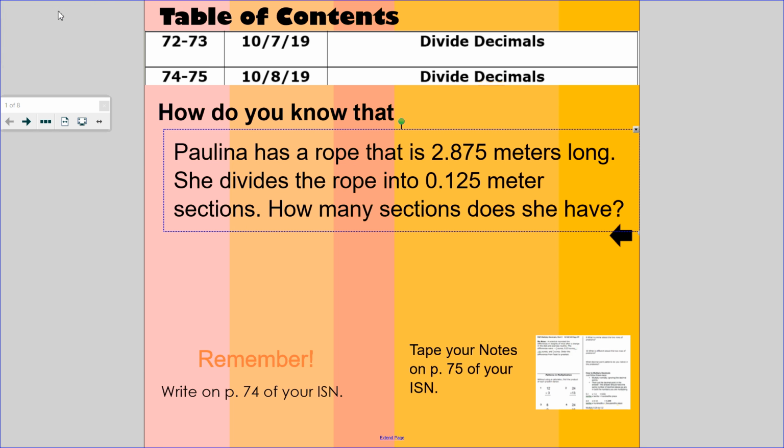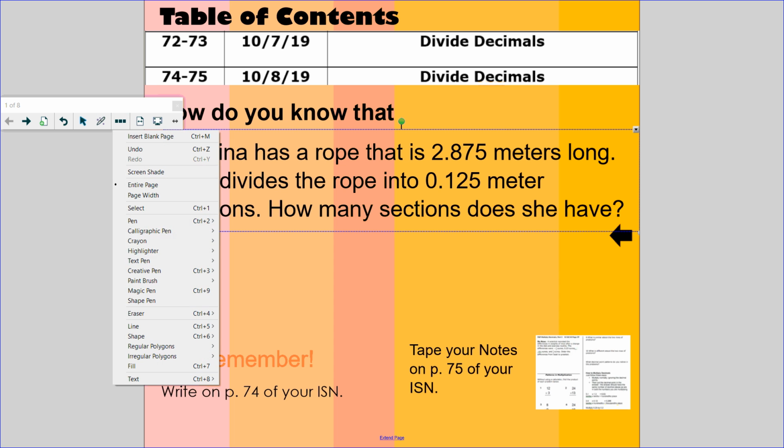Welcome. This video is the third part of divide decimals. So let's read a question. Paulina has a rope that is 2 and 875 thousandths meters long. She divides the rope into 0 and 125 thousandths meter sections. How many sections does she have? Let's see if you understand what the problem is asking you.